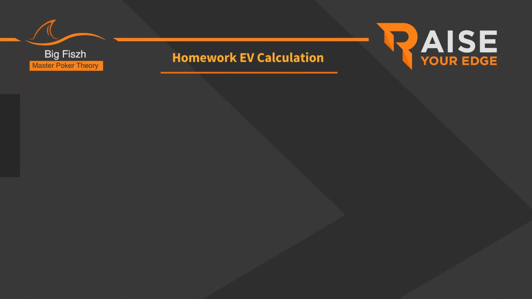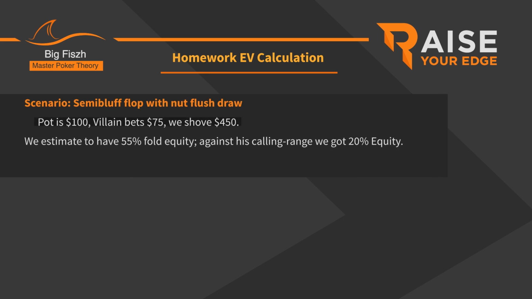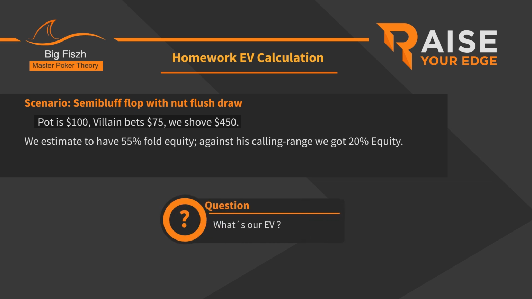So this time we are actually playing poker. Hooray! Our scenario now is a semi-bluff on the flop with a nut flush draw. The pot is $100, villain bets 3/4 pot for 75 and we shove for 450. Now we estimate villain to fold 55% of the time. Once he calls, we estimate to have 20% equity against his calling range. So the question, big surprise again, is what is our EV?